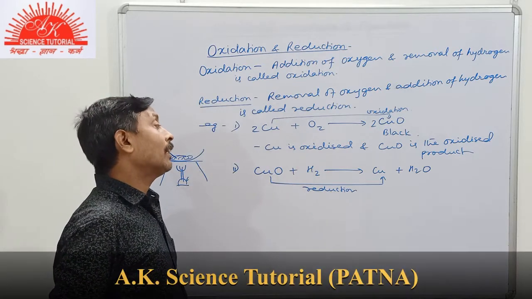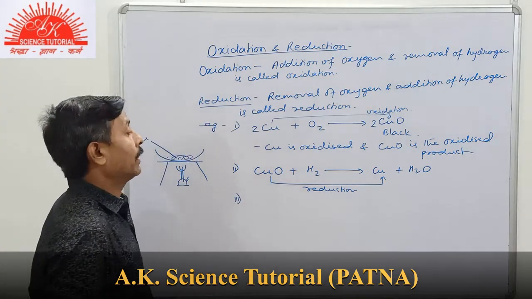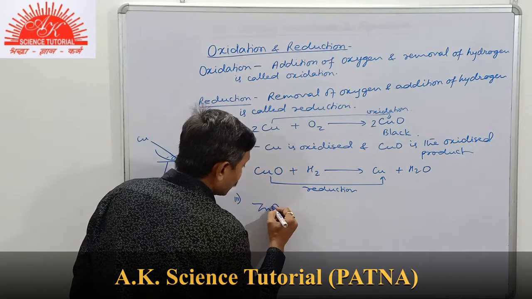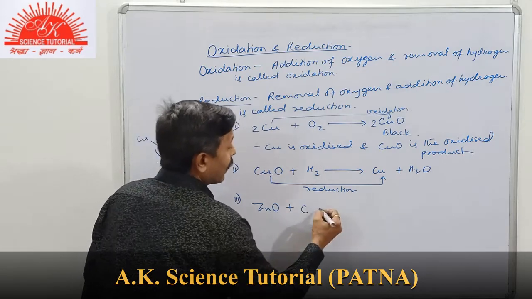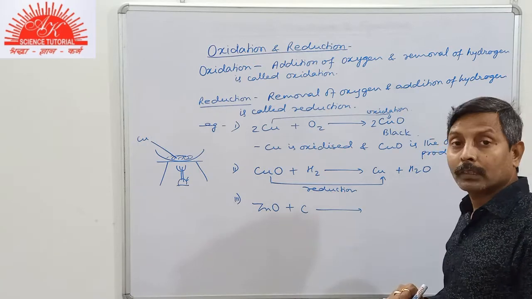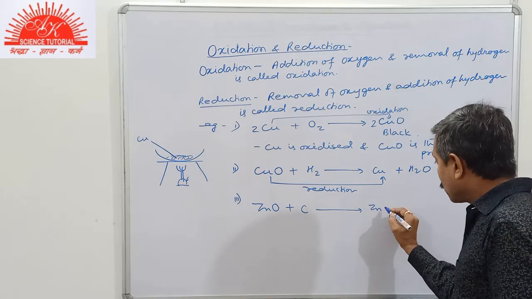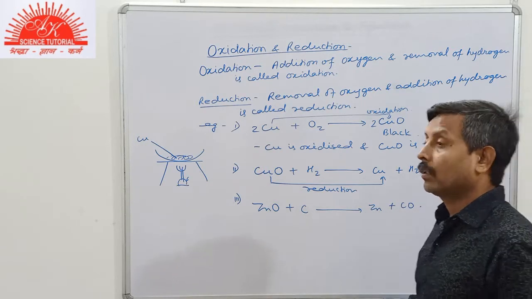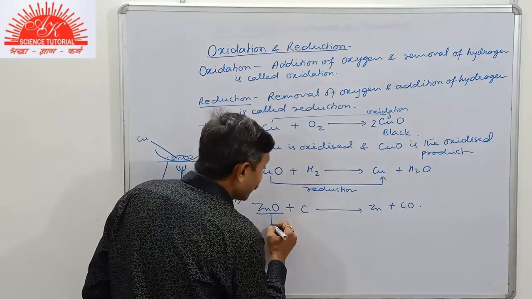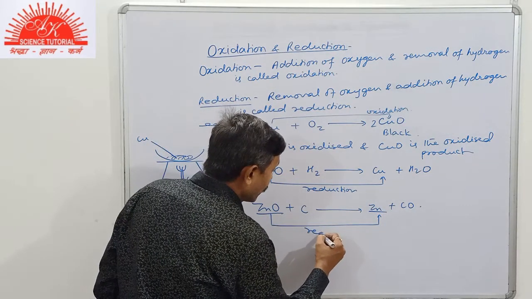Now we can take another example for oxidation and reduction. Suppose zinc oxide is heated with carbon, such as wood charcoal or coke, then it changes to Zn plus CO. Now what type of reaction is it? From this part you see, since oxygen is removed, this is a reduction process.